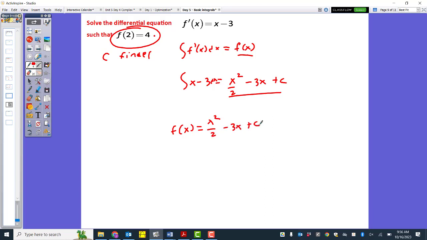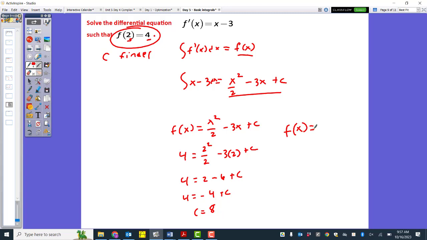So that means if we plug in 2, we should get 4. So 4 equals 2 squared over 2 minus 3 times 2 plus c. So 4 equals 2 minus 6 plus c. 4 equals negative 4 plus c. c is equal to 8. Now, c is not our answer though. The solution to the differential equation is. So our solution is the original function with c plugged in. X squared over 2 minus 3x plus 8.